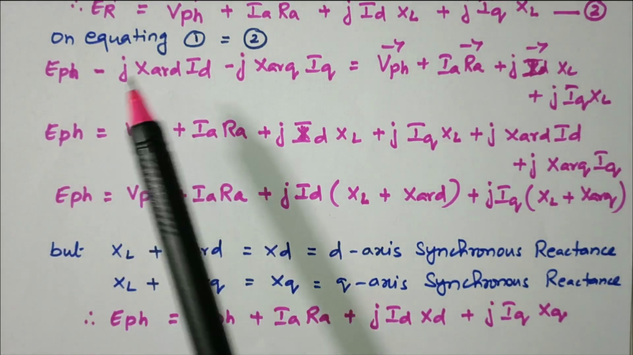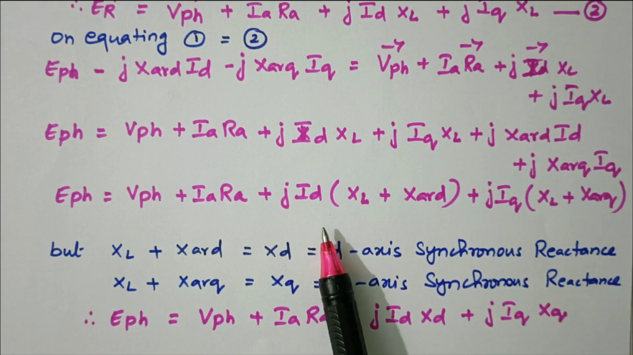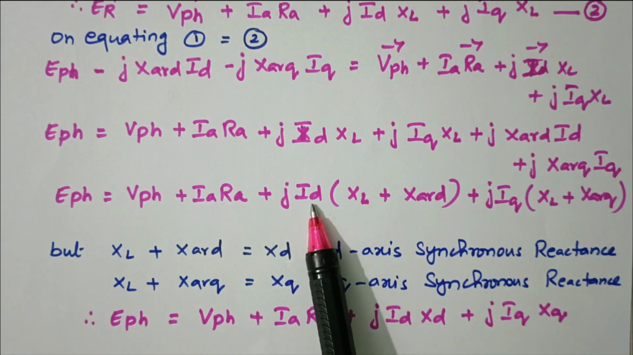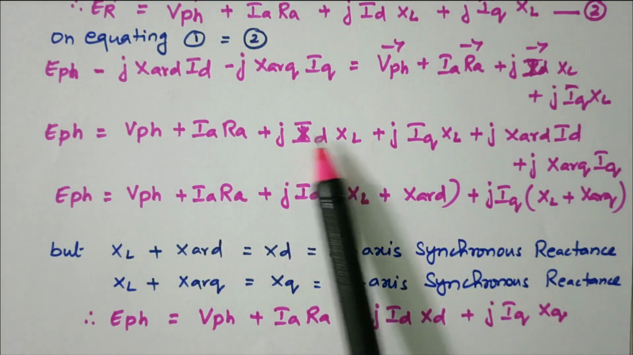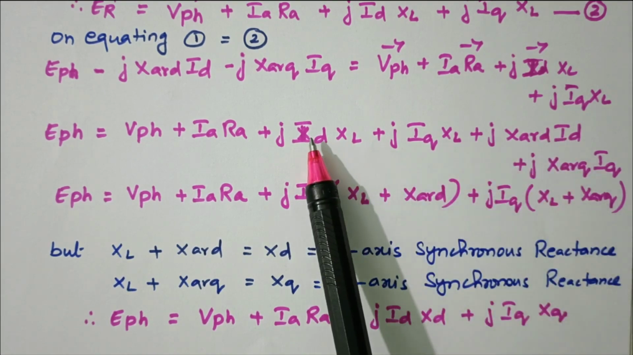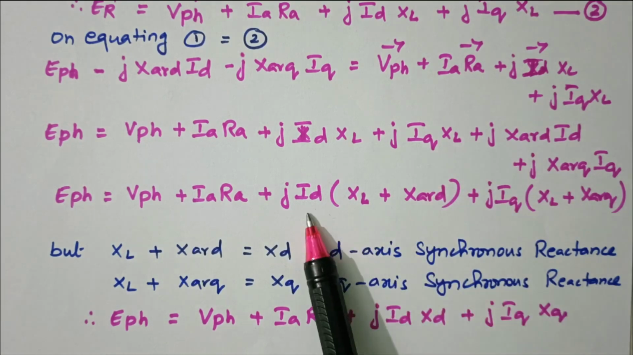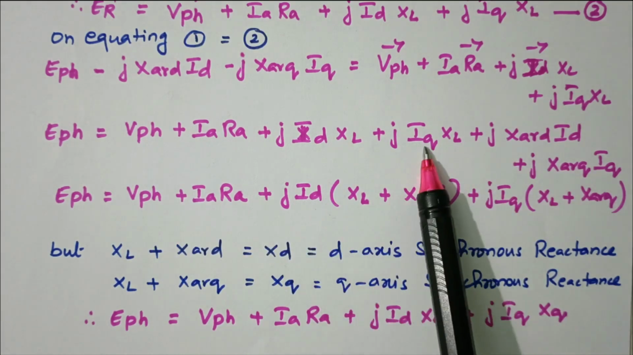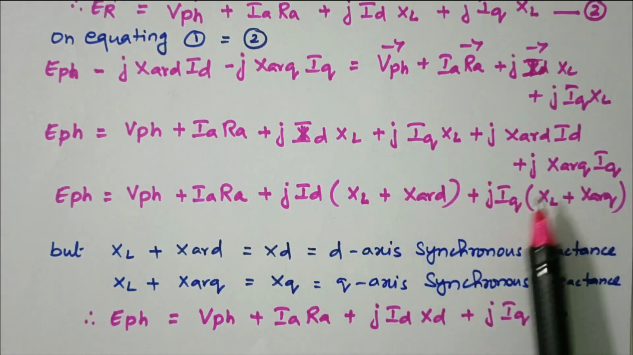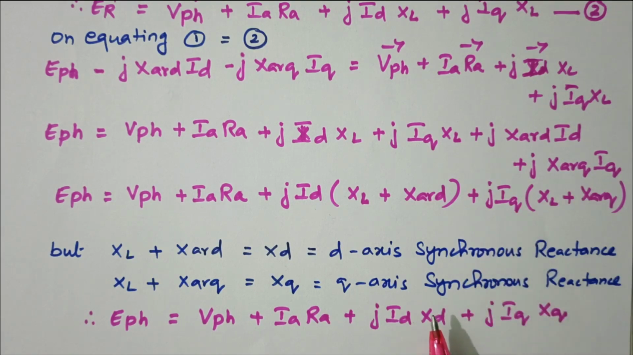So these two terms are brought to this side. Then this Id is commonly available here as well as in this term, the third term and fifth term, so this is taken commonly. Similarly, Iq is available in the fourth and sixth terms, which is taken commonly.